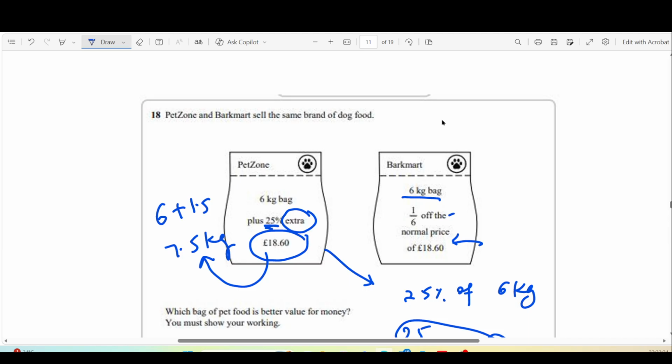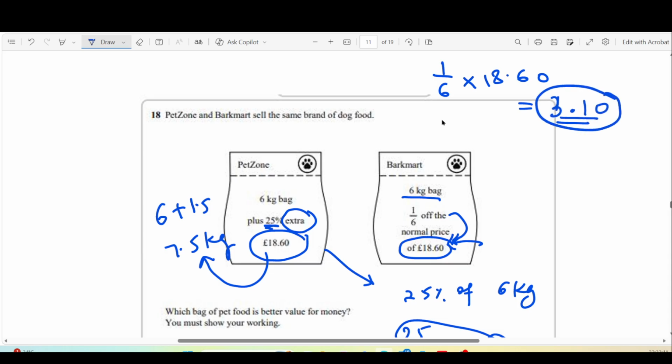So we have to find 1/6 of the normal price, right? So let's do 1/6 of 18.60. If we just divide this value by 6, we get 3.10. This is the discount, so we need to subtract it from the original value, right? If I subtract it from 18.60, I will get 15.50. This is the price after discount.